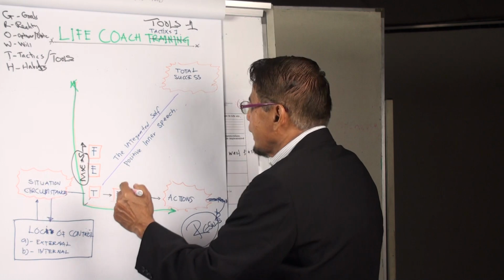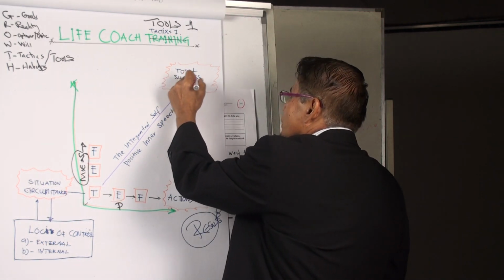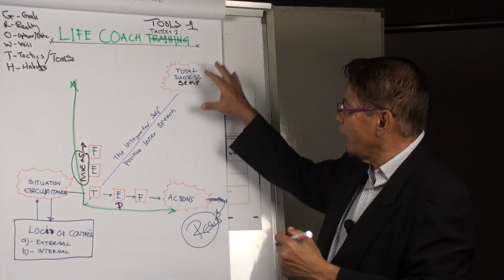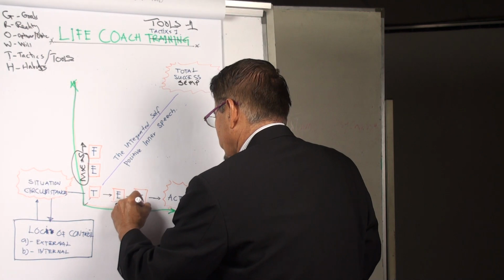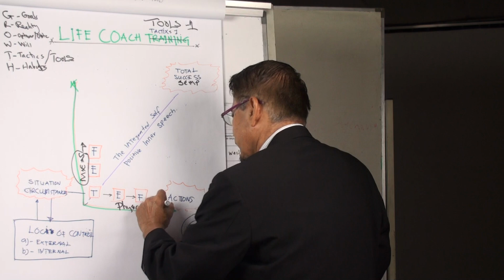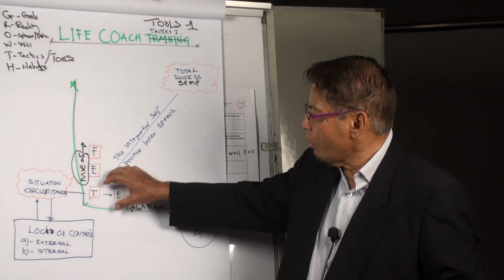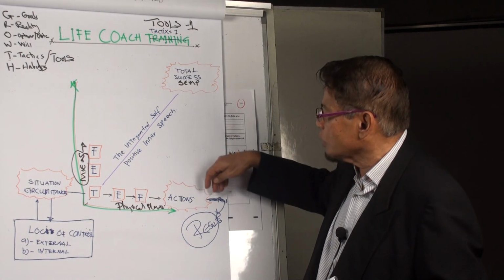So we have our model, as I told you, total success, S-E-M-P. That means spiritual, emotional, mental and physical. This is the physical plane, your physical existence. We are bordering on thoughts, emotions, feelings that will cause action, and action will give us result.